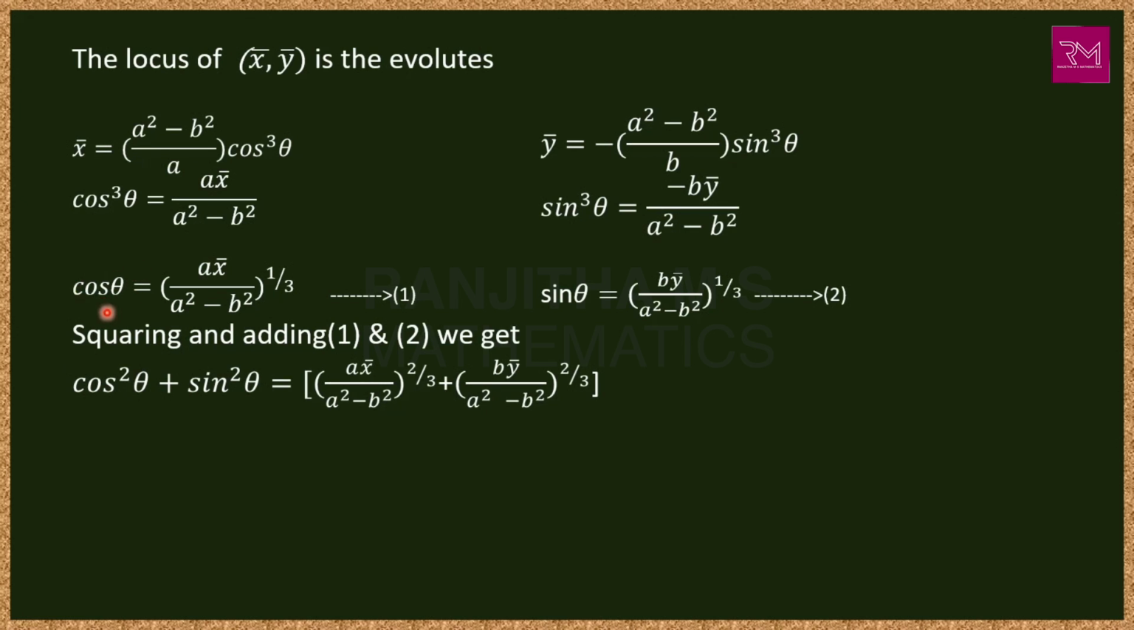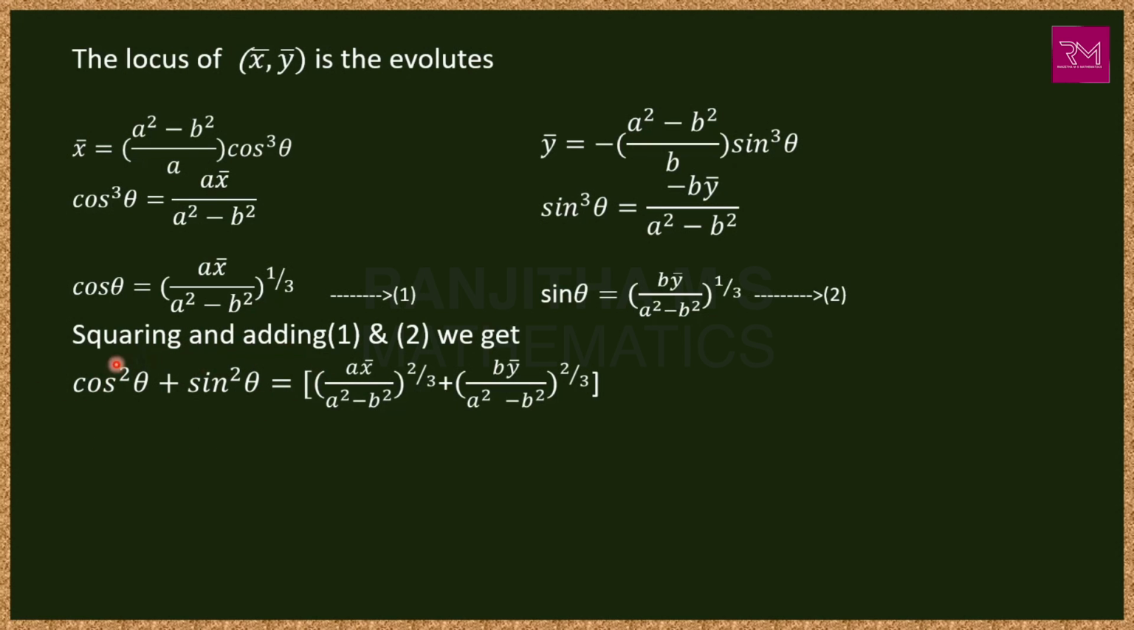Hence, squaring and adding equation 1 and equation 2, we get cos²θ + sin²θ on the left hand side, which is equal to (ax̄/(a² − b²))^(2/3) plus (bȳ/(a² − b²))^(2/3), since 1 by 3 into 2 is 2 by 3. This is our cos²θ + sin²θ value. We know that cos²θ + sin²θ is 1.